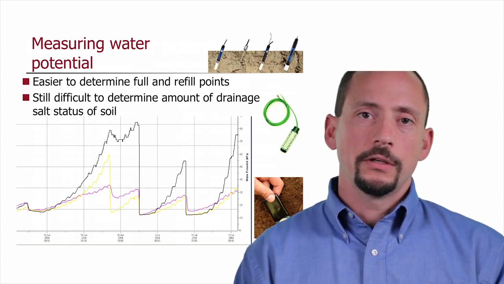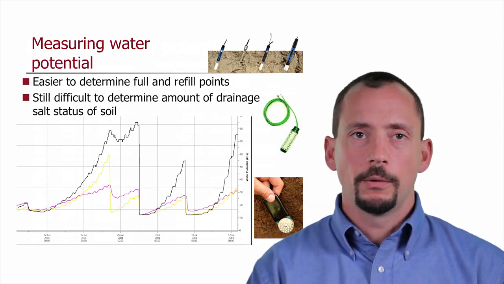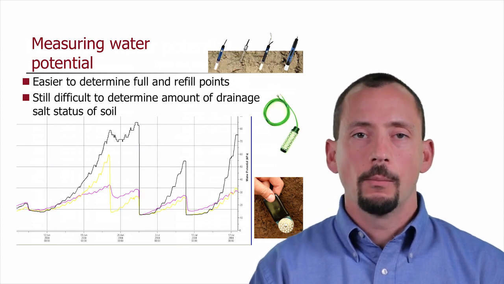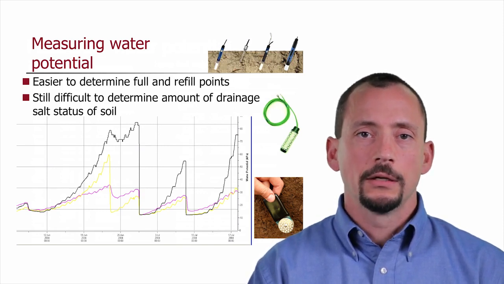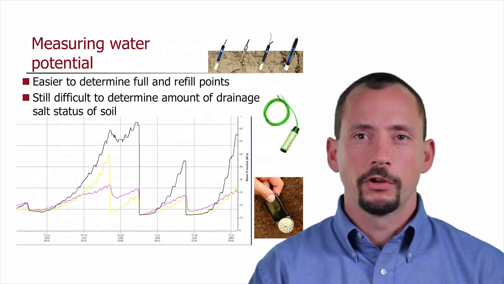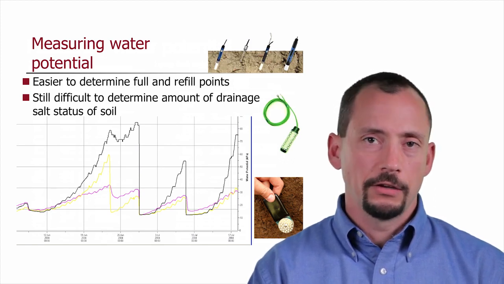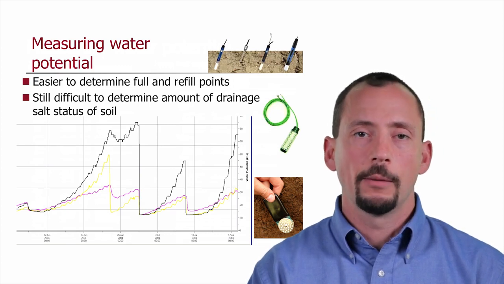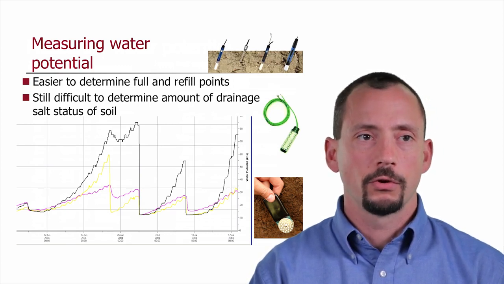So from that standpoint, water potential is quite a bit easier and more convenient, but it tells you even less about how much drainage you might be losing through the bottom of the root zone, and it doesn't give you any information about how much nutrient or fertilizer you might be flushing through your soil profile.